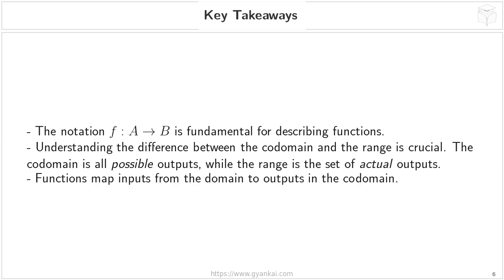Finally, functions map inputs from the domain to outputs in the codomain. This is the essence of what a function does. It takes something from the input set, the domain, and transforms it into something in the output set, the codomain. It's like a machine. You put something in, and it spits something else out. Keep these 3 points in mind, because we'll be building on them as we tackle more complex function problems. And remember, if you're ever unsure about domain, codomain, or range, go back and review those definitions. The next slide will highlight some common mistakes to avoid, so let's make sure we're solid on these fundamentals first.